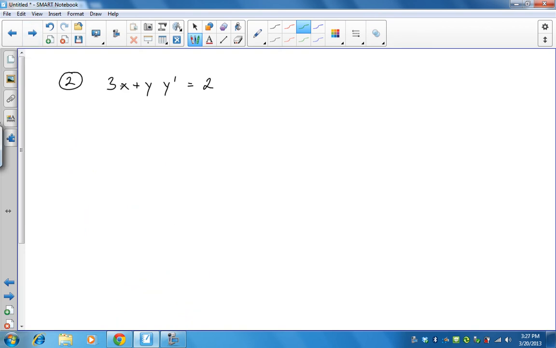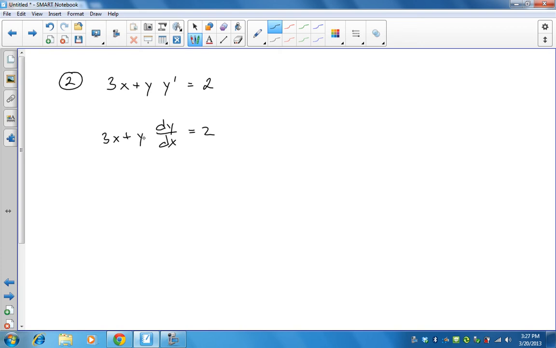All right, let's try this one: (3x plus y) times y prime equals 2. I'm not a big fan of the y prime notation, so right off the bat, I'm going to get rid of y prime and change it to dy/dx. I'll just bring all the rest of the stuff down: (3x plus y) dy/dx equals 2.